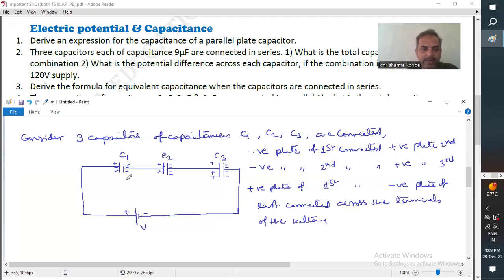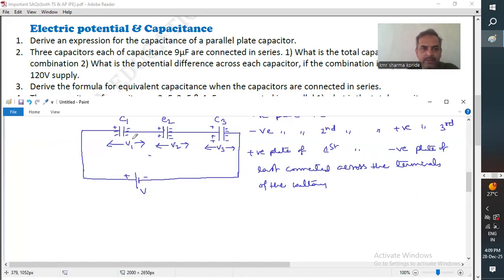Now, once the battery is connected, there will be potential difference across the plates of the first capacitor as V1, because potentials get added. V2 is the potential difference across the plates of the second capacitor. Similarly, V3 is the potential difference across the plates of the third capacitor. The charge on the plates of each capacitor remains the same. Keeping that in mind, the total potential of the combination, V, is equal to V1 plus V2 plus V3.